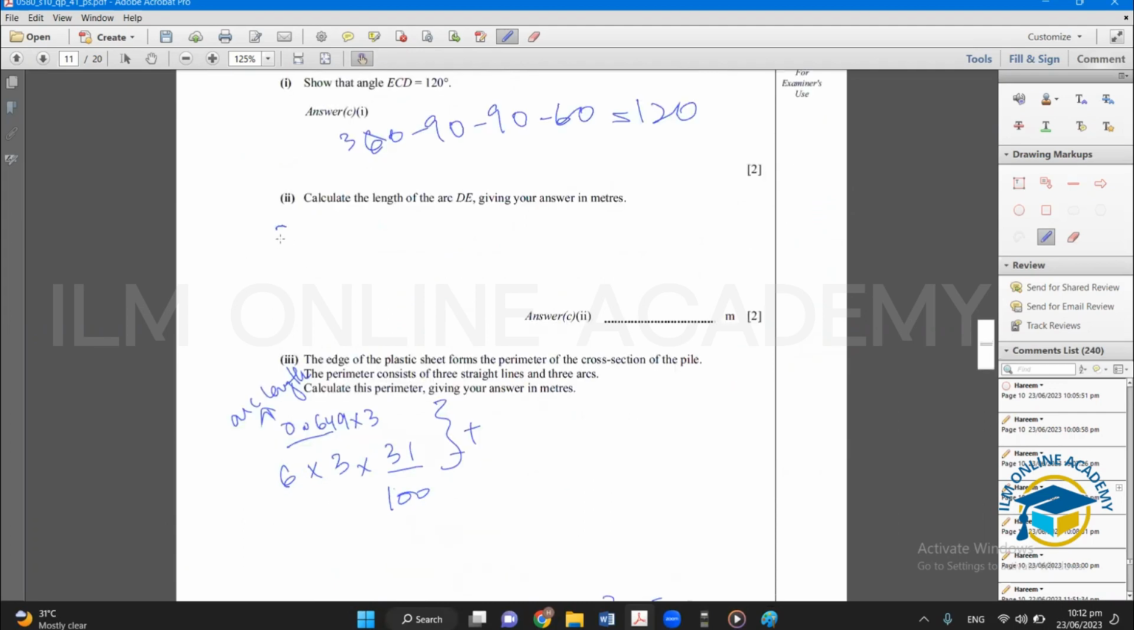Okay, 2 pi r theta, and here r is 0.31 and theta is 120 over 360, which we have already found. And after the calculation, the answer will be 0.649 meters. Okay.